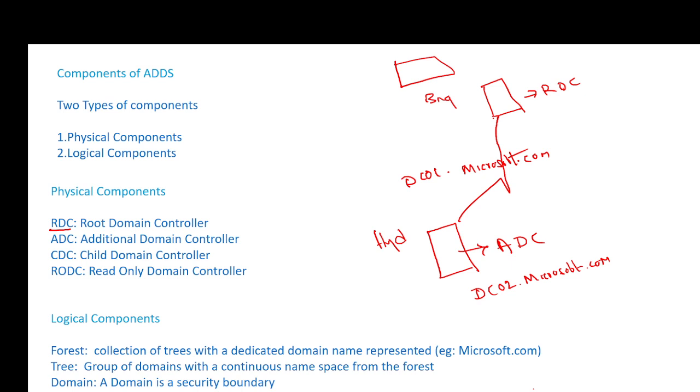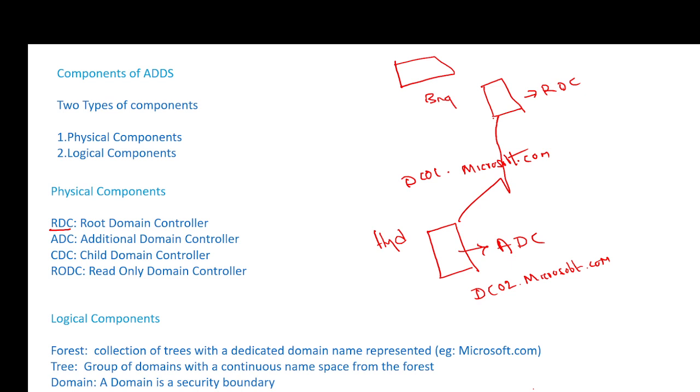Okay, the next one is CDC. CDC means child domain controller. So now your organization is in India, or maybe your DC0 is in India. You wanted to build your organization in some other country, maybe UK, US.